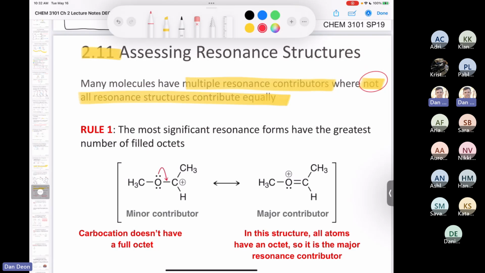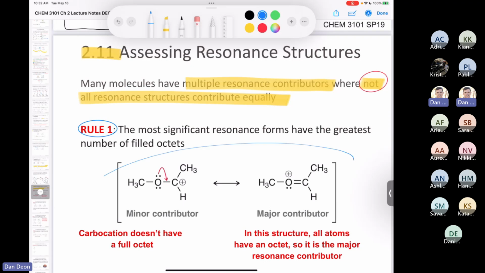And so there's a set of rules we can use to assess which resonance structure is going to contribute more to the resonance hybrid. Let's take a look at the rules. It won't take very long. There's only a couple of them. The first rule is that the most significant resonance structure is whichever one has the greatest number of filled octets.